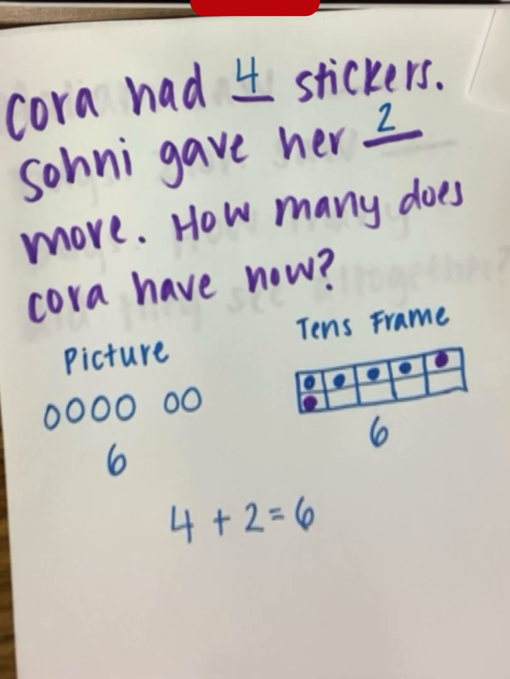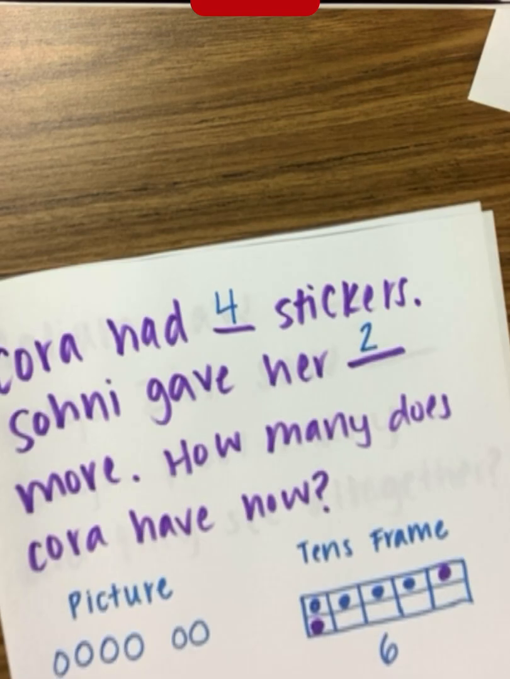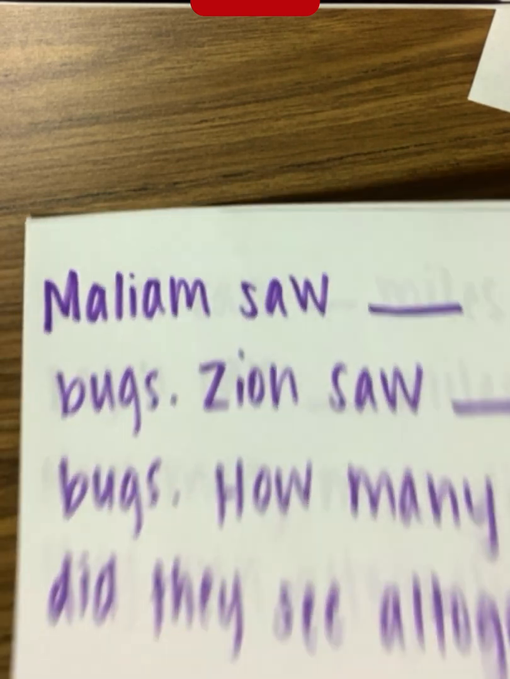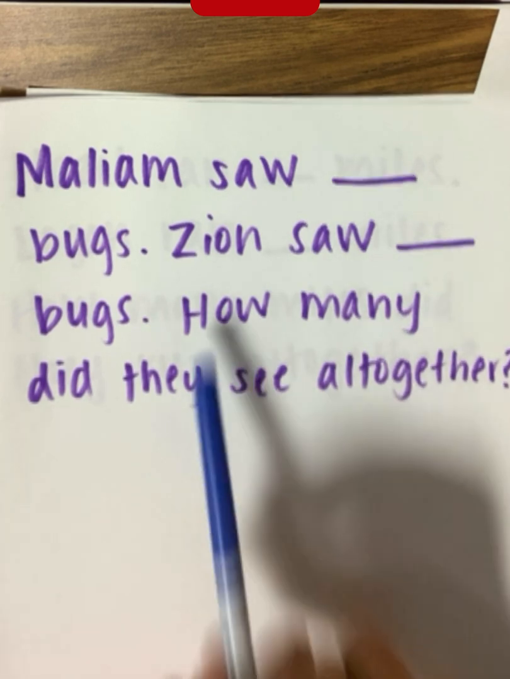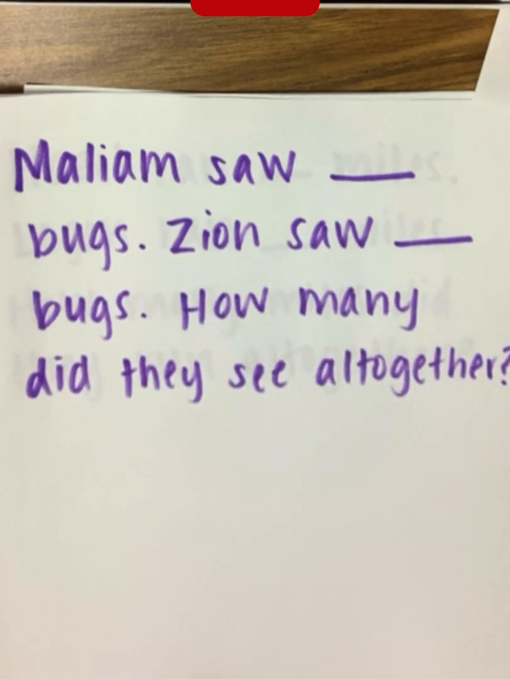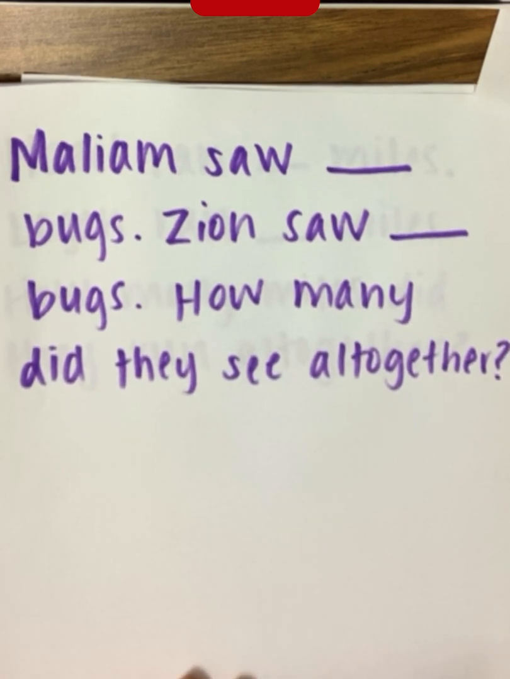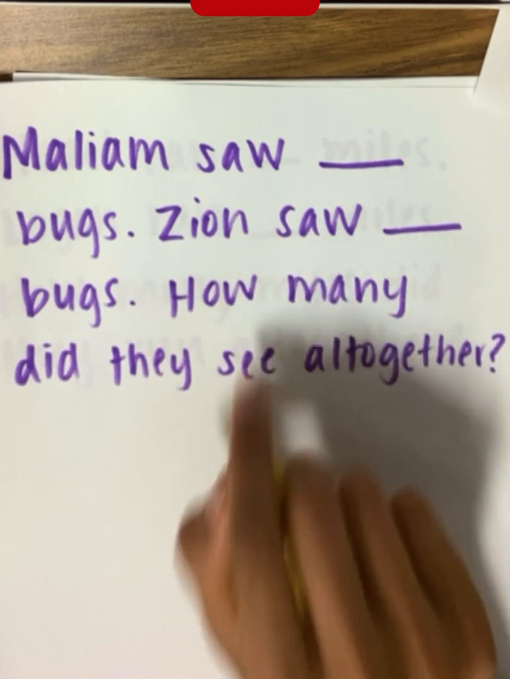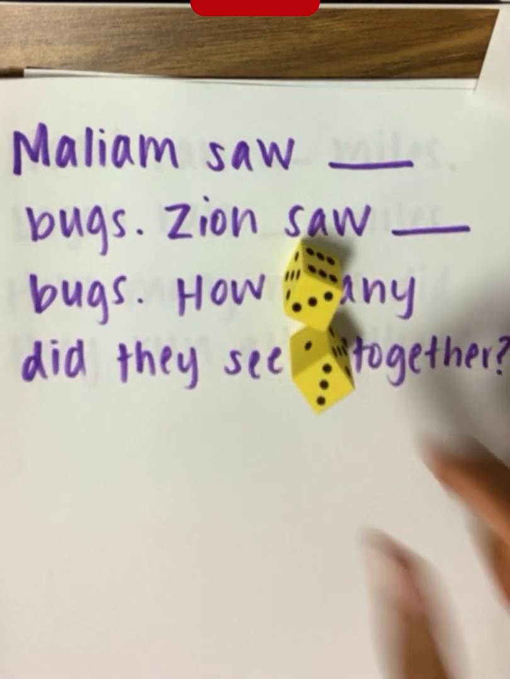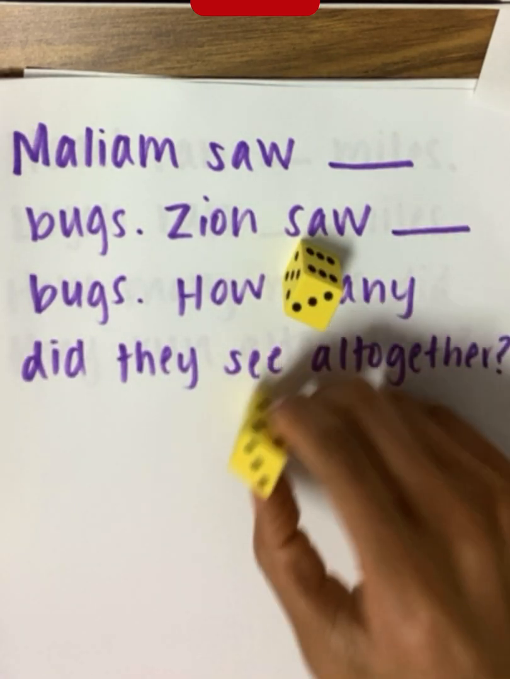So this was our first example, but I'm going to do 2 more, and then I'll show you how you can write your own word problem. Here's my next example. Do you guys recognize these names? Maliam saw blank bugs. Zion saw blank bugs. How many did they see all together? So first, we're going to roll our dice to see how many they each saw. Okay, 3 and 3.